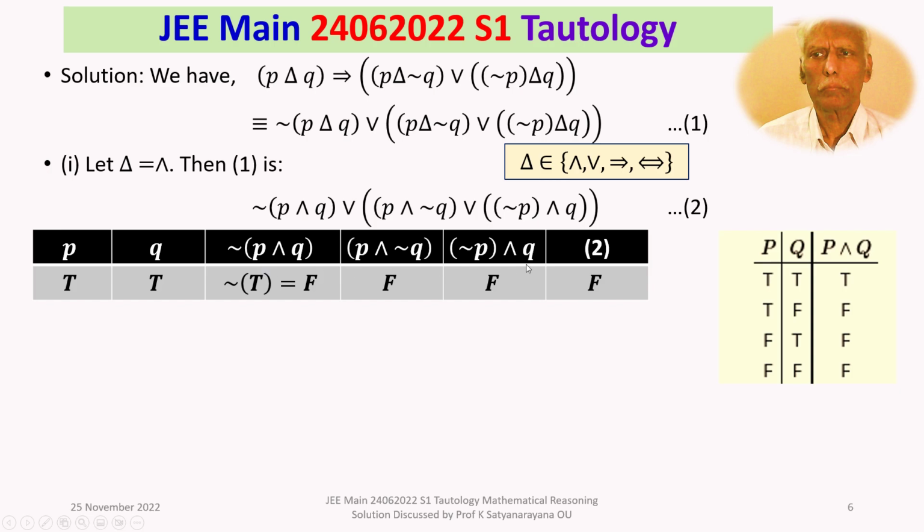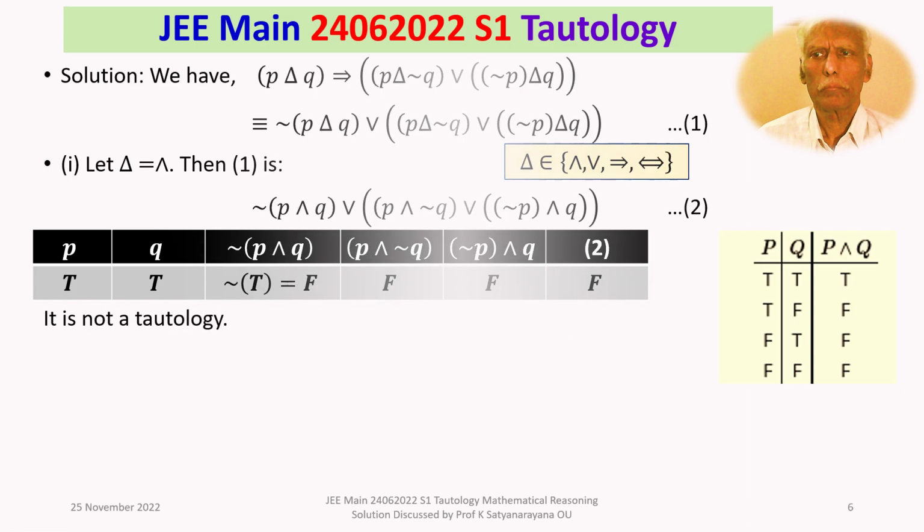So that means these three, you have to put OR in between. Then statement 2 becomes F or F or F, which is F. So once this is F for one set of truth values, then this no longer gives a tautology. So it is not a tautology. Okay, we move on to the second one.